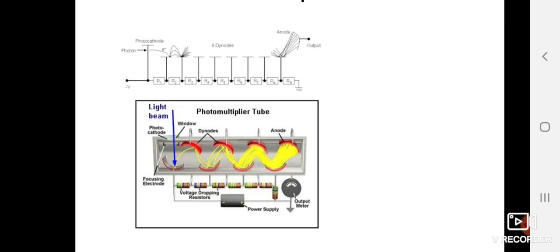It has a lot of usage in terms of its ability to amplify a small signal, and a signal that is unnoticeable in a normal kind of detector can also be noted by the multiplier tubes.